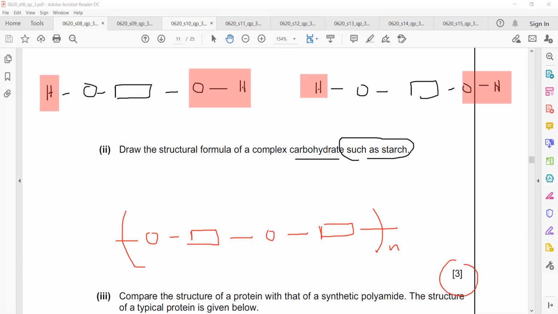See, 3 marks are there. So what is the distribution of the marks? One mark is for mentioning this oxy linkage. One mark is for using the same symbol for the carbon chain, that's the second mark. And for continuation, one mark is for putting this bracket and writing n, that's the third mark.